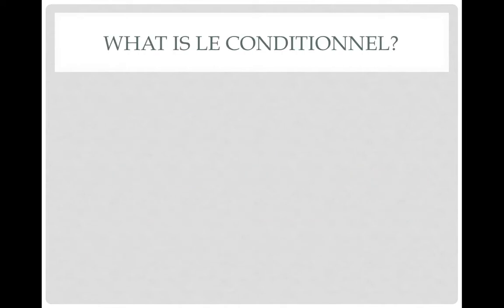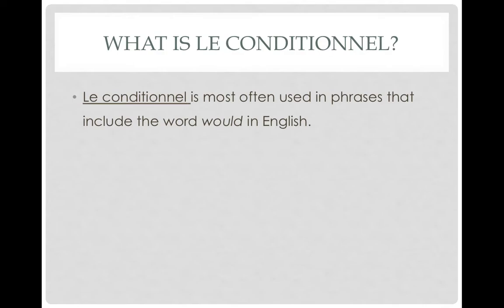So let's start off with what is the conditional. The conditional is most often used in phrases that include the word would in English. So when you put the word would before something else, you're using the conditional. Because the conditional, we see the word condition in there. So it means that you would do this if something else could happen. So it is conditional on another event. It is not definitely going to happen, so it is not future tense. And it is also not past, so it's just a whole different thing out there.